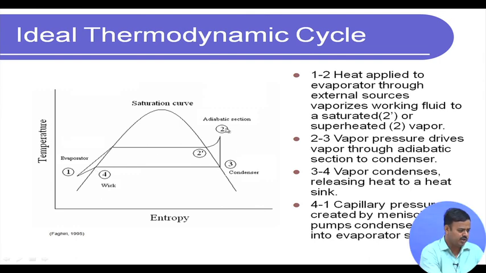So, 1 to 2 is what is happening in the evaporator section. You start with liquid, and what you end up with at the end of the evaporator section is actually vapor, which can be saturated, it can be superheated also. Okay, that is what he is saying, saturated or superheated.